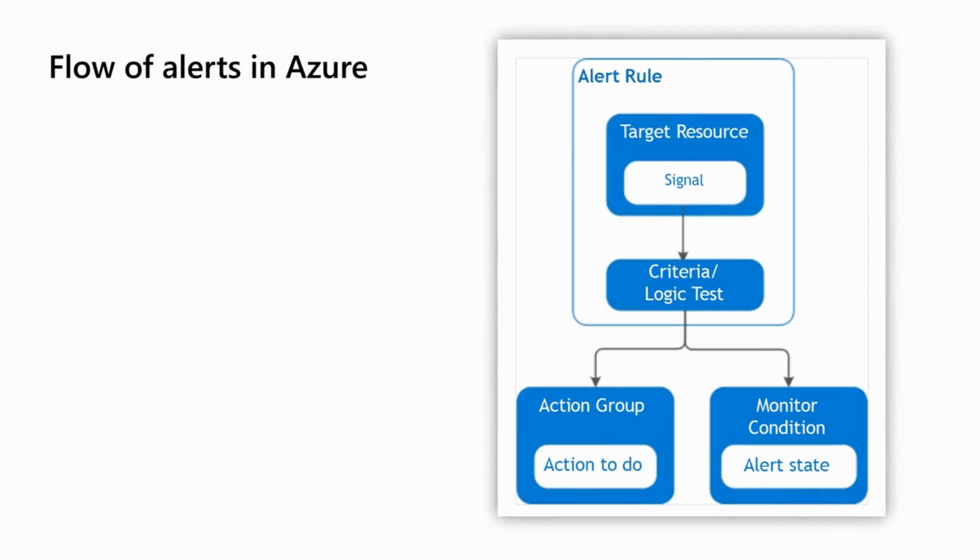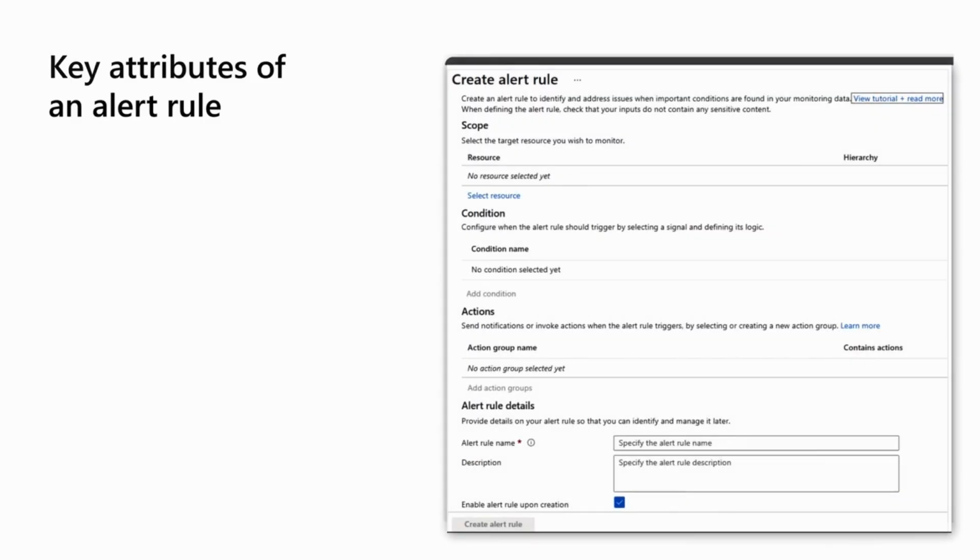This diagram represents the flow of alerts. Alert rules are separated from alerts and the actions taken when an alert fires. The alert rule captures the target and criteria for alerting. The alert rule can be in an enabled or disabled state. Alerts only fire when enabled. Here, you can see the key attributes of an alert rule.